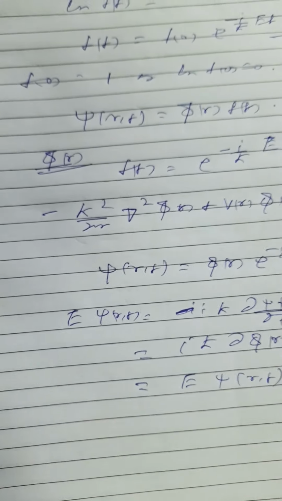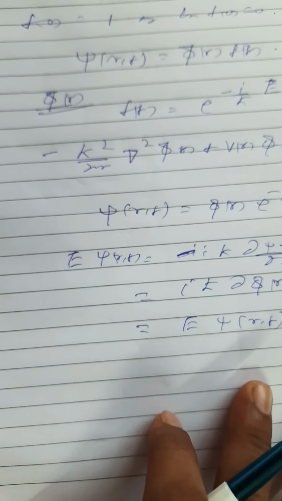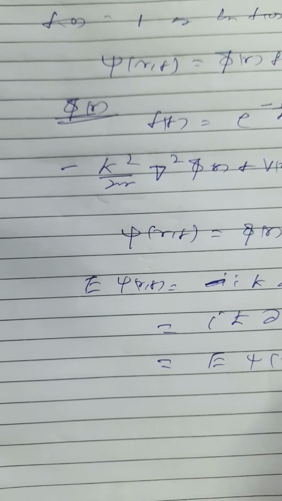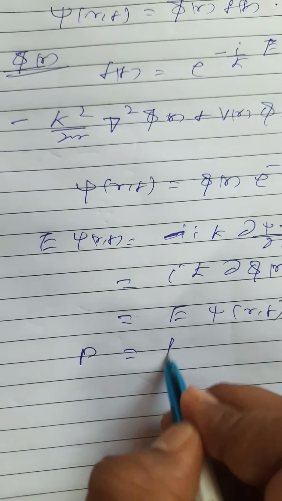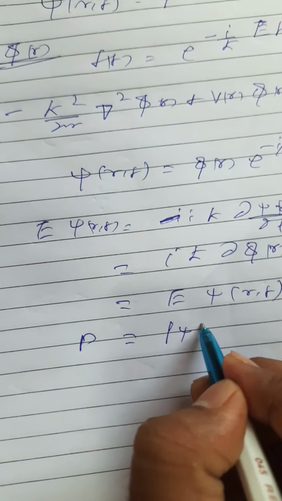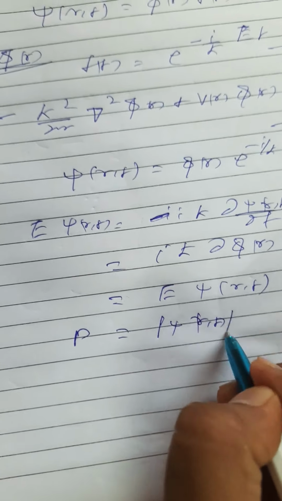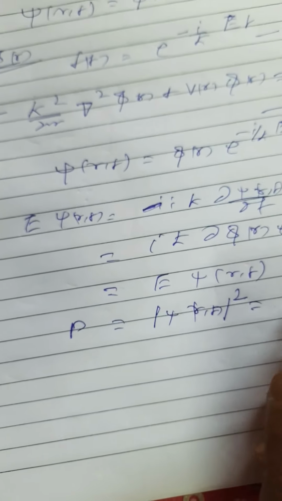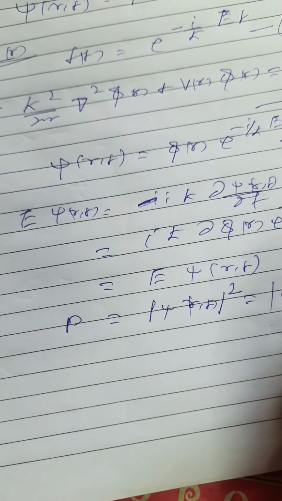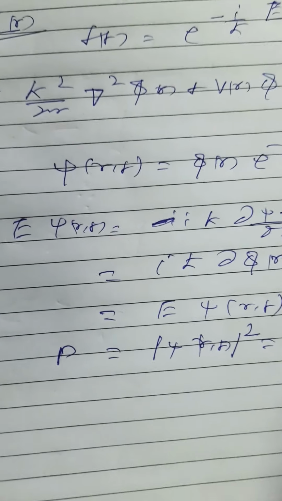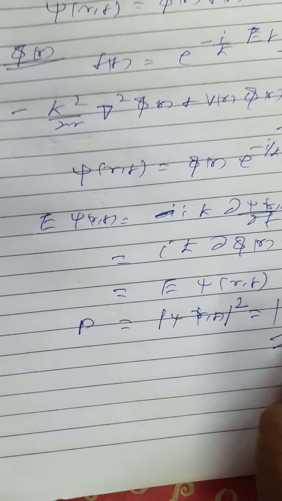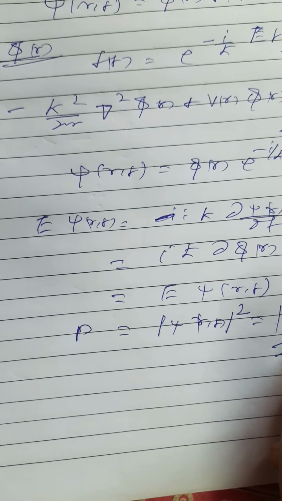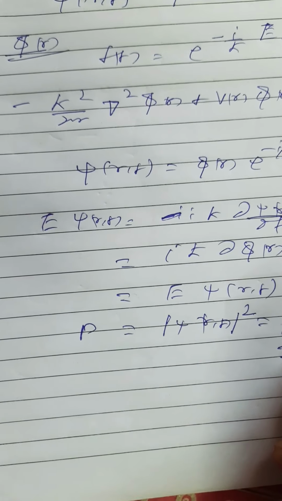So the position probability density in this particular case may be written as ρ = |ψ(r,t)|², which obviously is equal to |φ(r)|², which shows that at every point r in space it is independent of time. Similarly, the expectation values of all dynamic variables are also evidently time independent.